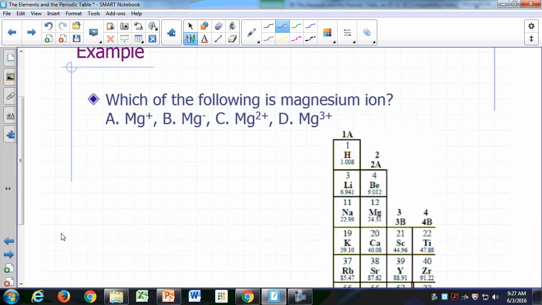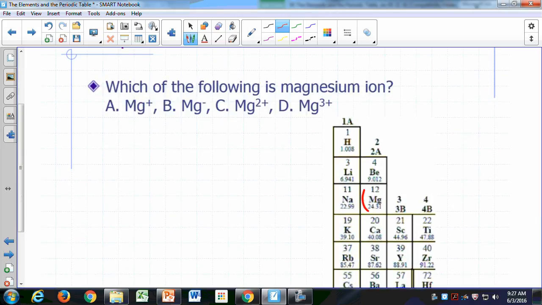Which of the following would be called magnesium ion? Here's magnesium right here. A, B, C, or D. Group 2A, that's the charge. So which one is magnesium ion? Mg plus 2. Now A, B, and D are all ions of magnesium, but they're not the ones you would find in nature. Those can be made, and they probably don't last very long, but you can't find them in nature. The magnesium ions that you find in nature are the ones that have a plus 2 charge.